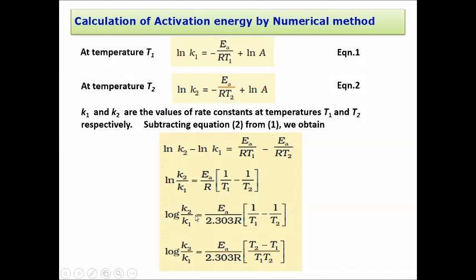Then log k2 by k1 can be written with ln changed into log, so we will write Ea by 2.303 R into 1 by T1 minus 1 by T2. Again, if we rearrange this equation, we can write log k2 by k1 is equal to Ea by 2.303 R into (T2 minus T1) by (T1 into T2). These two equations we need for our problems if the activation energy is to be calculated.